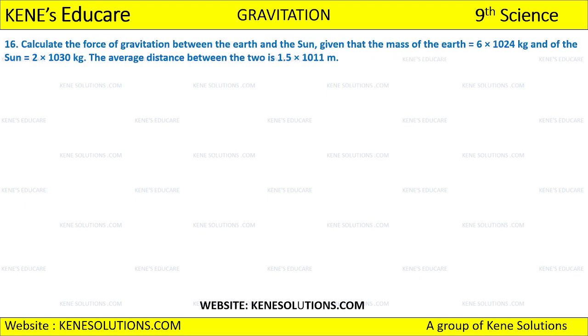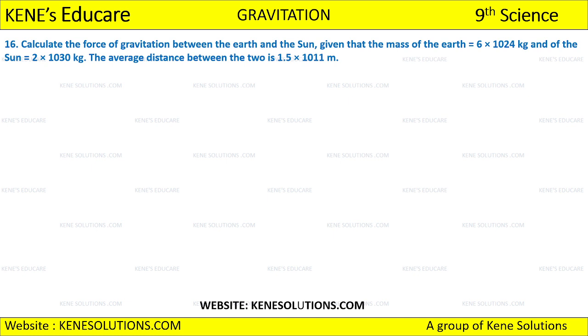Okay, then we have the 16th question: calculate the force of gravitation between the earth and the sun, given that the mass of the earth is 6 into 10 raised to 24 kg and of the sun is 2 into 10 raised to 30 kg. The average distance between the two is 1.5 into 10 raised to 11 meter.